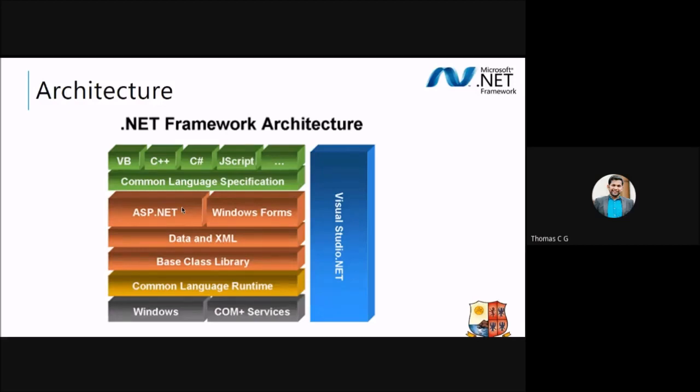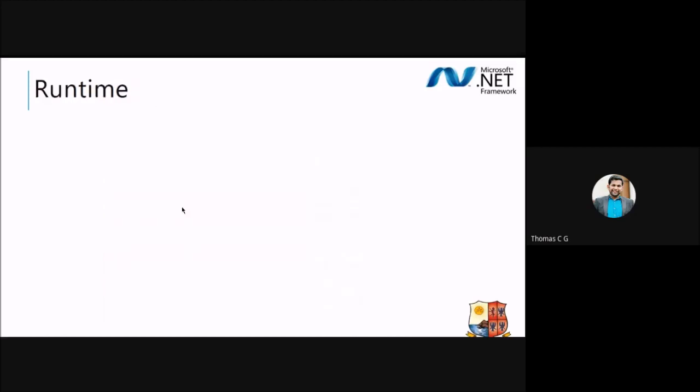It is not specific to VB. It is not specific to C#. It is common. That's why it is called the common language specification, which means a specification which applies to all languages in .NET Framework. Common Language Runtime, a runtime which allows compiled code from all languages. That's the idea. So this is the architecture. I will not get into much of the architecture part because I've already explained that here. Let's go into the runtime part, the CLR.